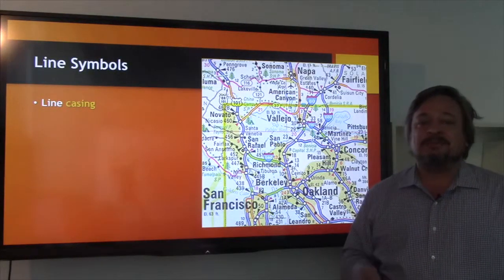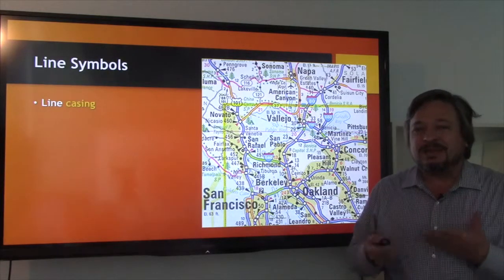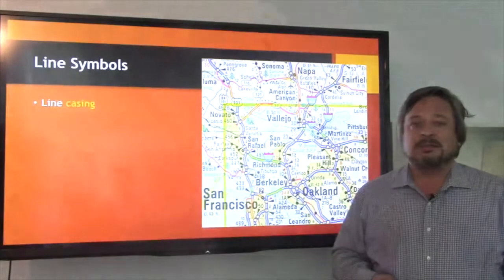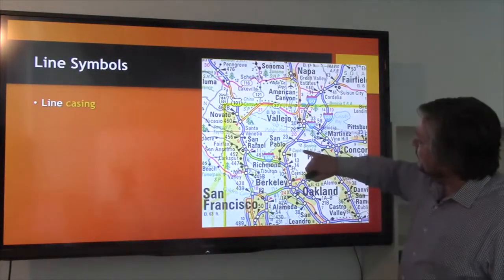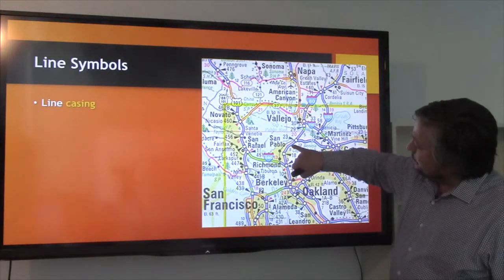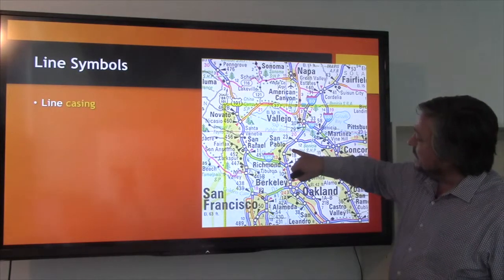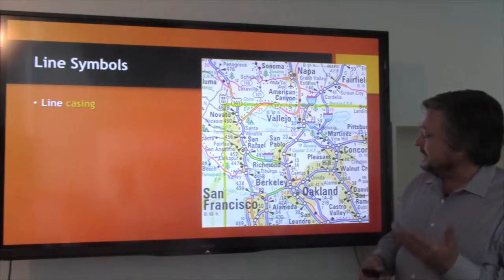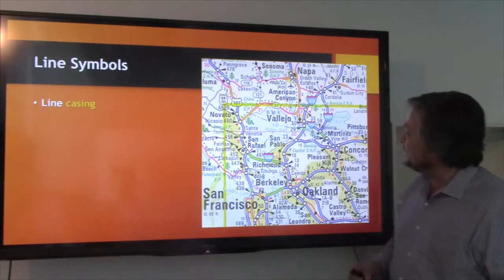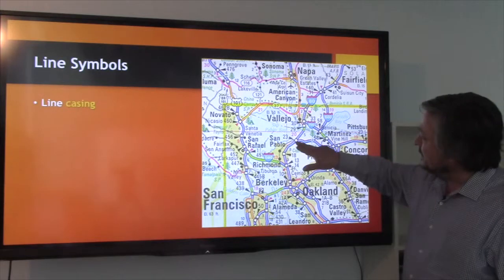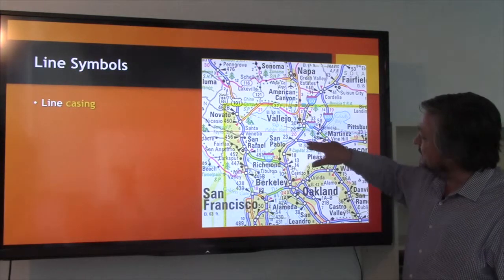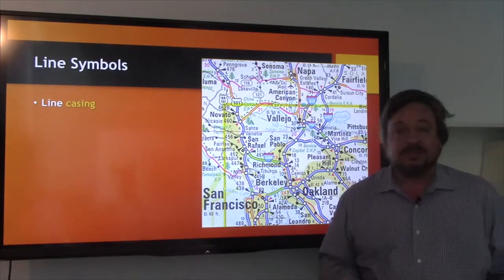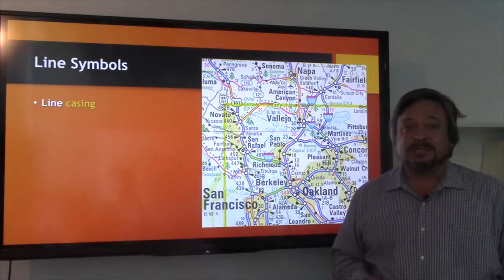Line casing can be very useful in terms of making that pop-out effect on a map. Oops, let's go back. So with line casing, we're talking about how the blue here is being cased by a purple line on both sides. And you can see it over here too. And it really makes that a prominent feature. And then you can also see how the casing can tie in to other cased roads as well. Very unique feature that you'll be learning how to do in ArcGIS.